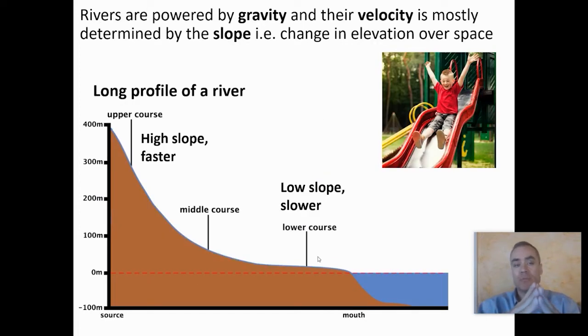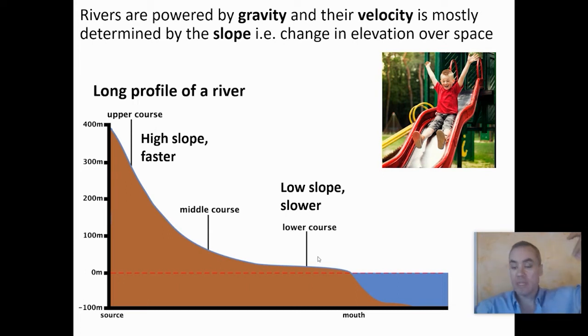What makes rivers flow is gravity. Like this gentleman up in the top right flying down the slide, it's gravity that makes him go downwards. So a river just slides down a slope. And towards the beginning of the river, which is called the upper course, that slope is highest, a really steep slope. And therefore the river's gonna be faster there at the upper course. And then as it goes toward the middle course, it starts to flatten out and get slower. And so finally at the end, it gets much flatter and it gets slowest of all.